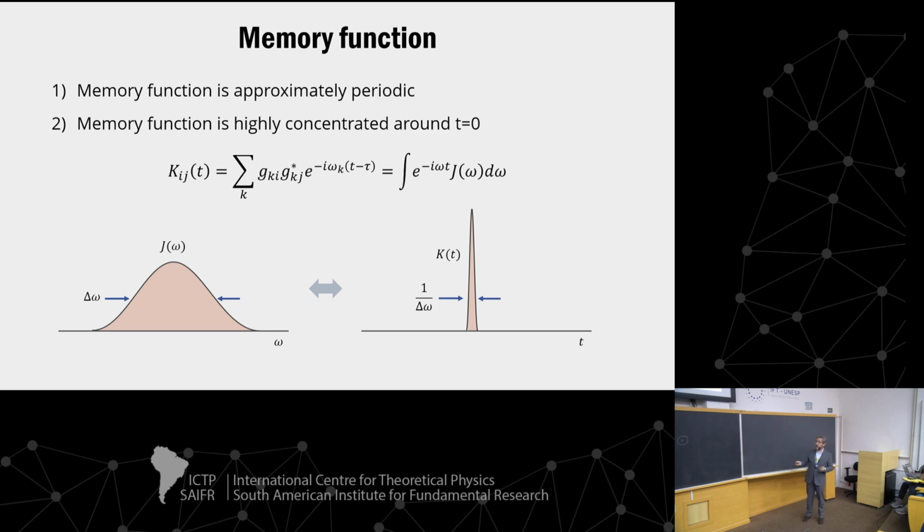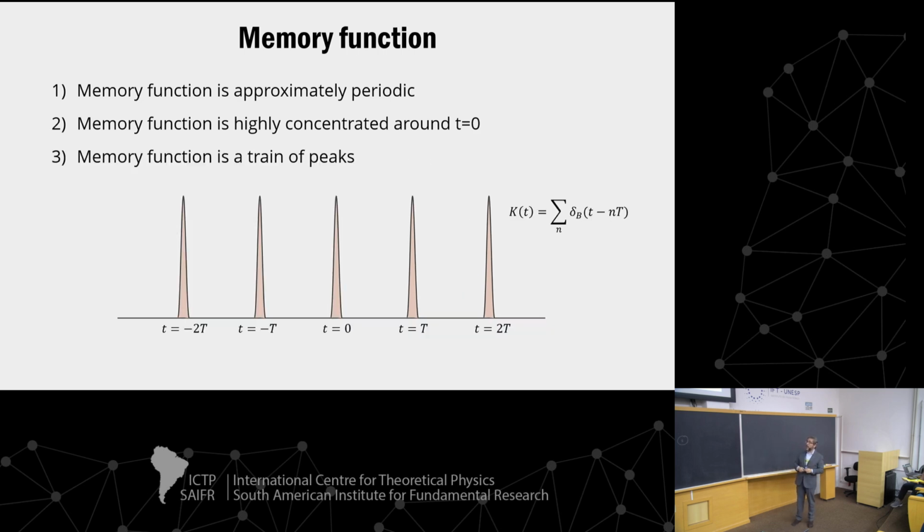That means that the memory function, which is the Fourier transform of the spectral function, has to be very narrow. Okay? And the width of this function is usually called the memory time of the path. It's how fast your quantum system loses the information into the bosonic environment.